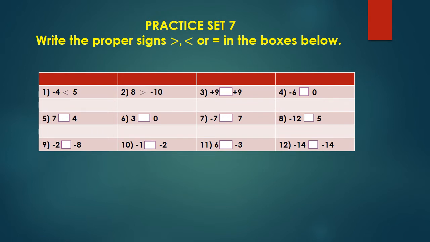Minus 4 and 5. Means one negative number and one positive number. So a positive number is always greater than a negative number. So minus 4 is lesser than 5. So we have given the less than sign. In the second example, 8 is positive and minus 10 is negative. So 8 is greater than minus 10. So we have given the greater than sign. In this way, you have to do the other examples also and write them down in your notebook.